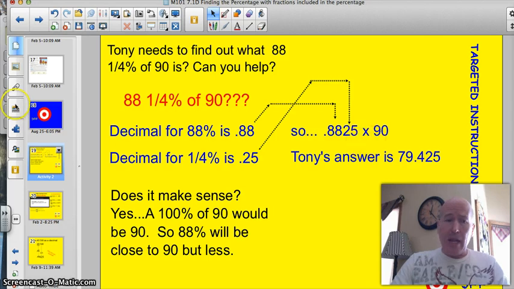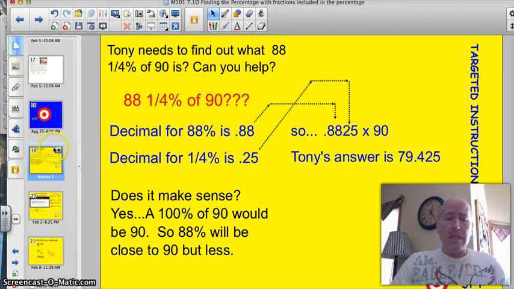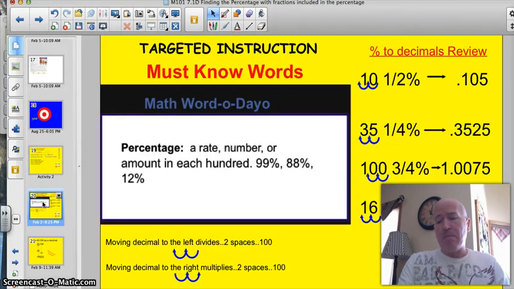You multiply that by 90. Let's do that real quick. 0.8825, so there's my 88.25%, times 90 is 79.425. So there's the answer to Tony's question. Does the answer make sense? Well, sure. 100% of 90 would be 90, so 88% is going to be close to 90, but smaller or less.